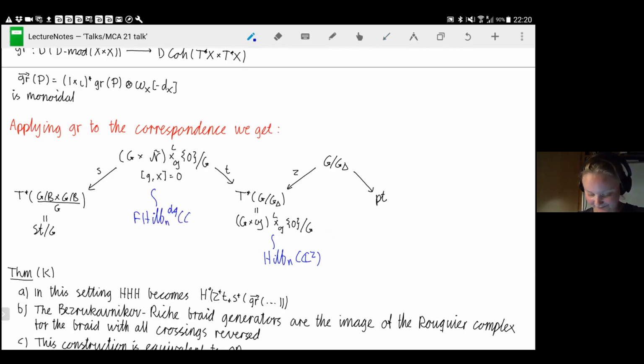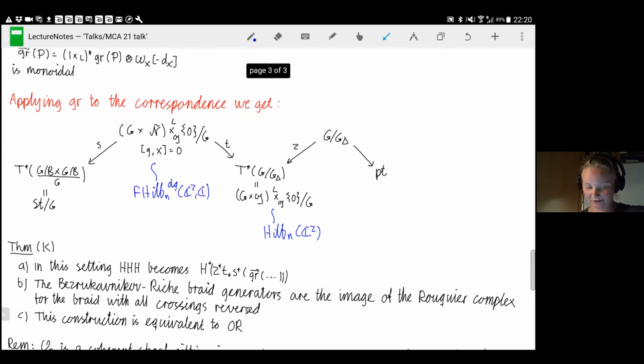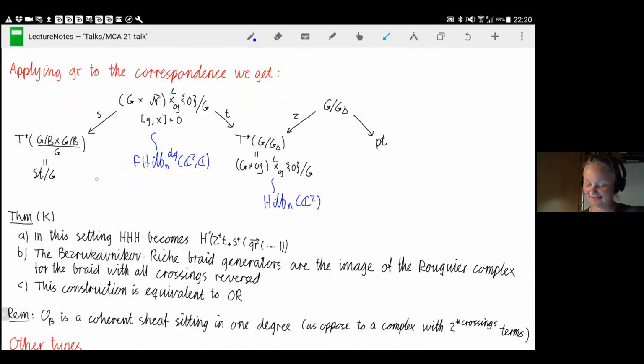And this is a cousin, but not quite as easily relatable, because here we're really depending on this being the group and not the Lie algebra. So it can't be exactly the Gorsky-Rasmussen conjecture, but it's kind of close.